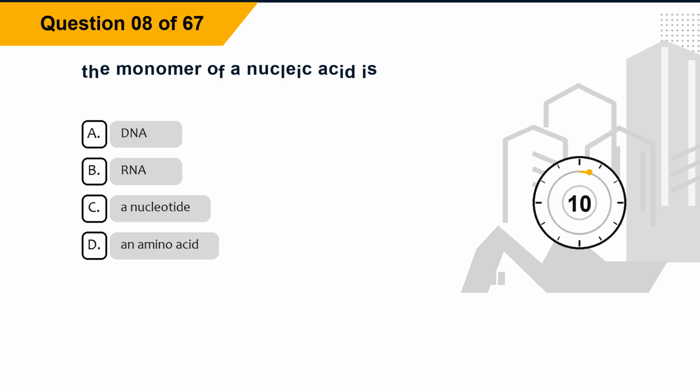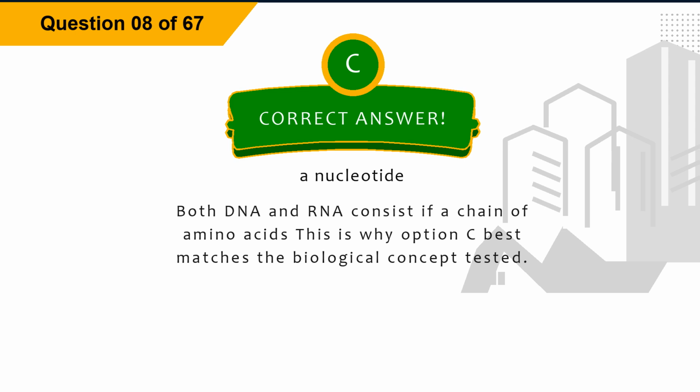Question 8. The monomer of a nucleic acid is: Option A, DNA. Option B, RNA. Option C, a nucleotide. Option D, an amino acid. The correct answer is option C, a nucleotide.